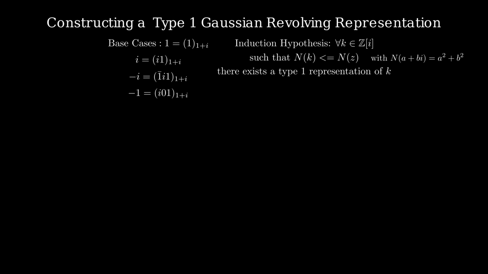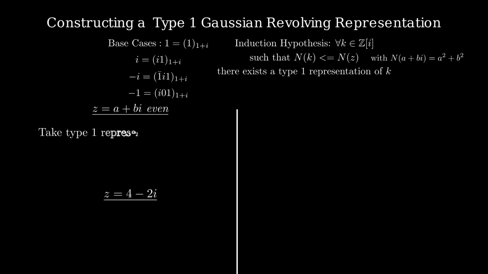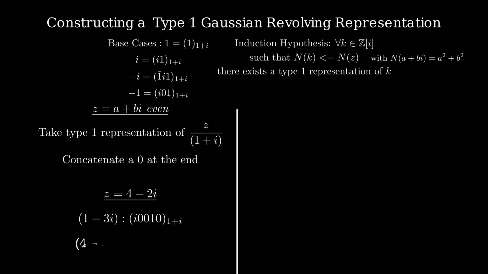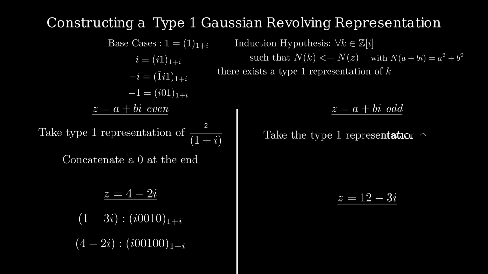Now, as before, we're going to separate into two cases. If z is even in the sense of Gaussian integers, we're going to take the type 1 representation of z divided by 1 plus i, because we can divide it by 1 plus i, and concatenate the 0 at the end, giving us a representation of z. On the other hand, if z is odd, then we're going to take the type 1 representation of (z minus 1) divided by i times (1 plus i). This obviously fits a condition on the norm.